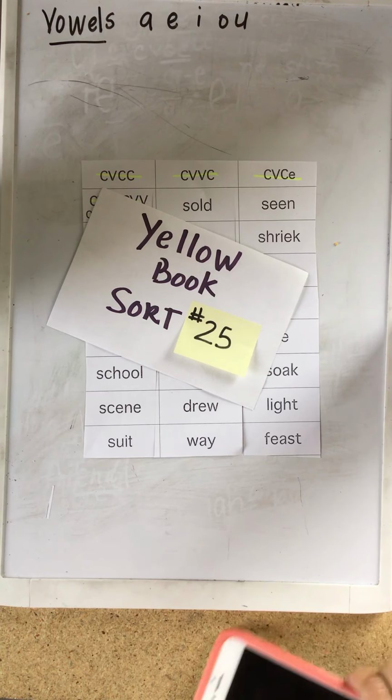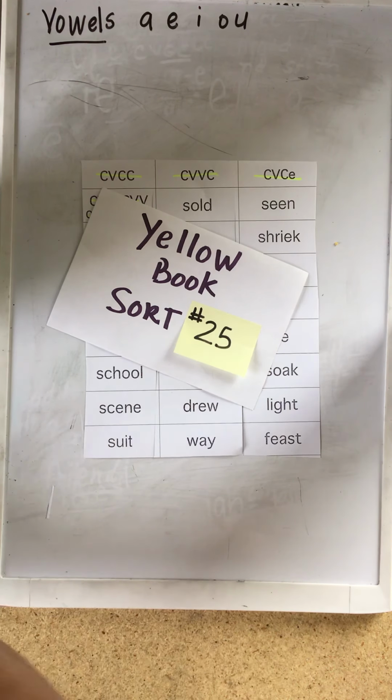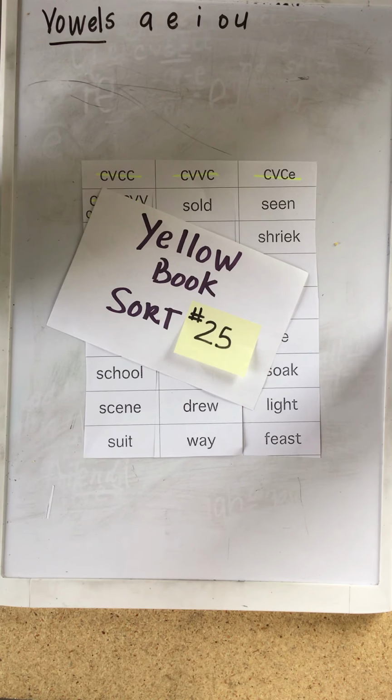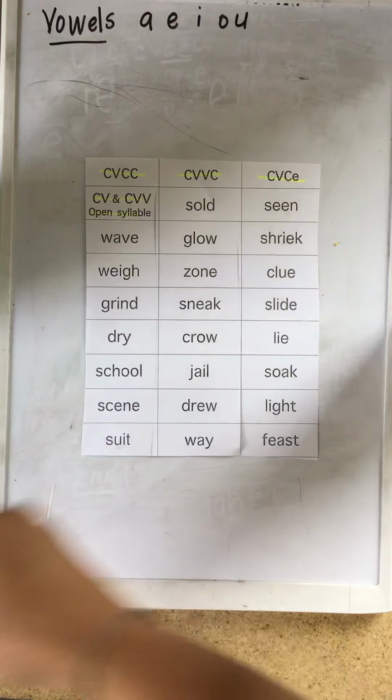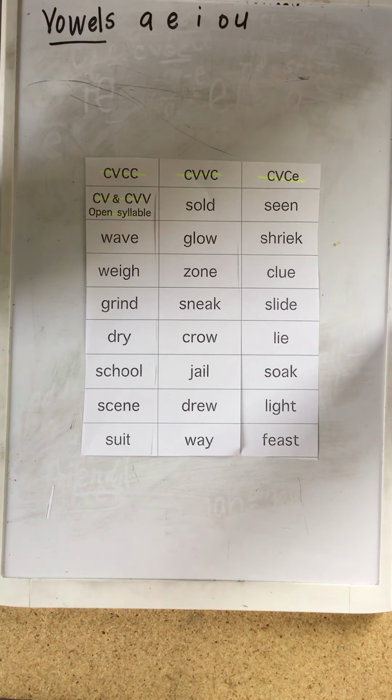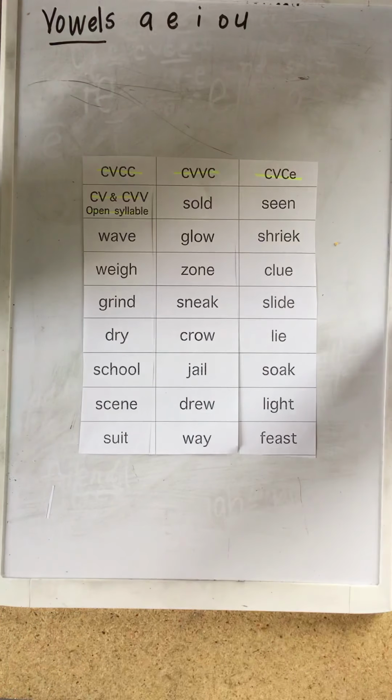All right, so this is a review of all of our long vowel patterns, and I think this is the hardest lesson in this unit. This is from the Yellow Book, sort number 25. They do not even give you headers in this one. All they give you is those crazy letter spellings up there.